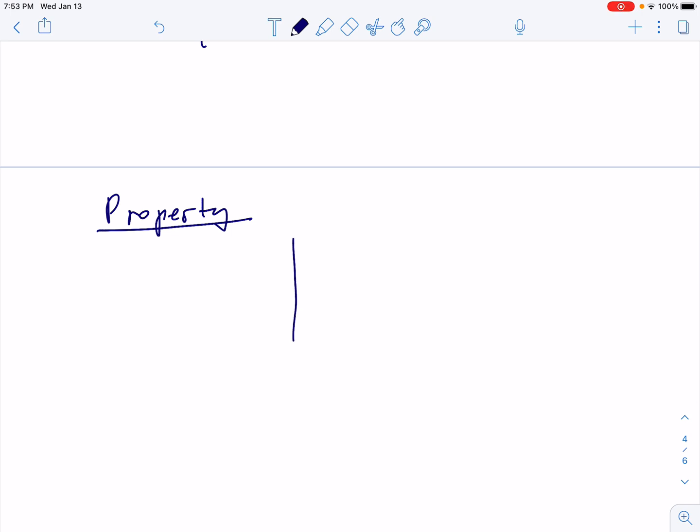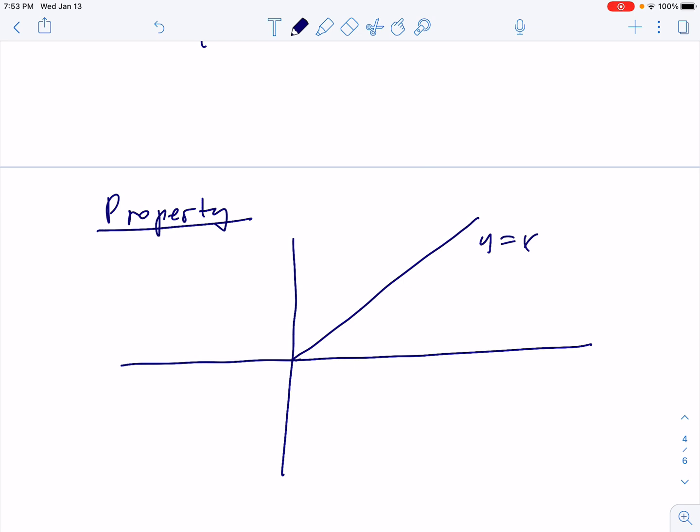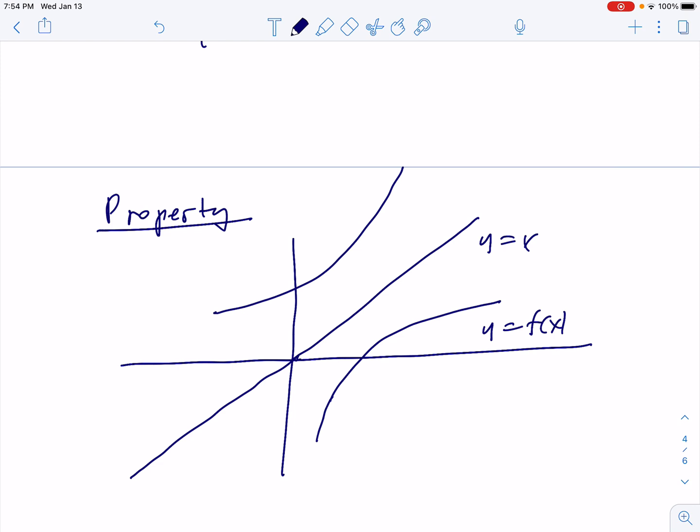So let's take the coordinate system. And here we take the bisector y equals x in the first and the third quadrants. And suppose we have some graph here, function y equals f of x, which is 1 to 1. Let's say like that. Then the graph of its inverse will be symmetrical on the other side of the bisector. It will be like that. This will be y equals f minus first of x.